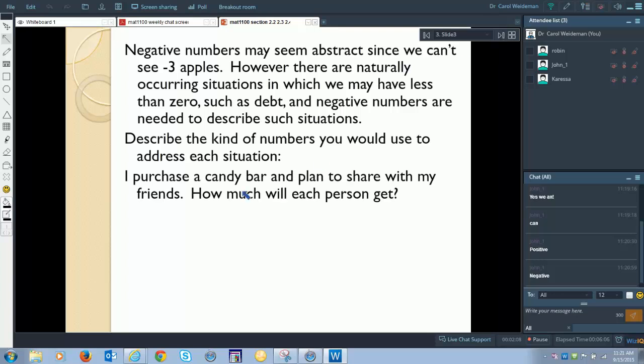I purchase a candy bar and I plan to share it with my friends. How much will each person get? So what kind of numbers am I using now? I only have one candy bar, so what kind of numbers am I going to use to describe that? Yeah, I could use fractions or I could use decimals, either one.